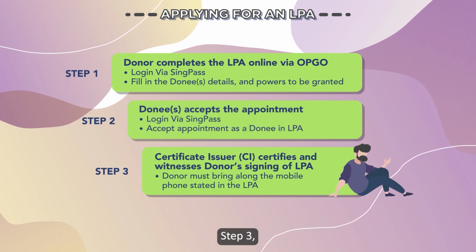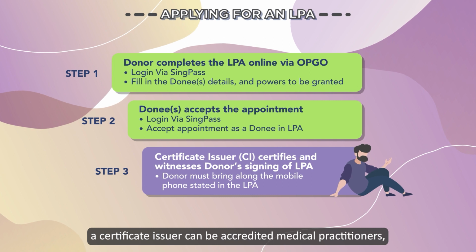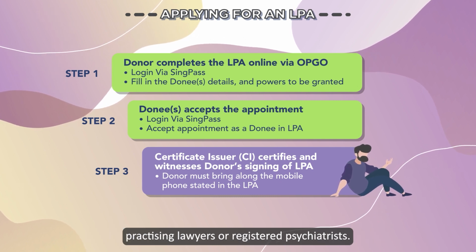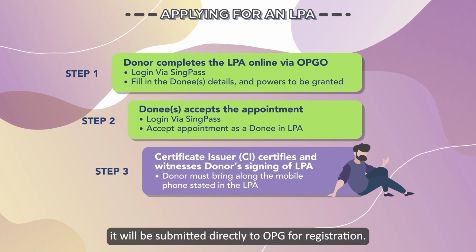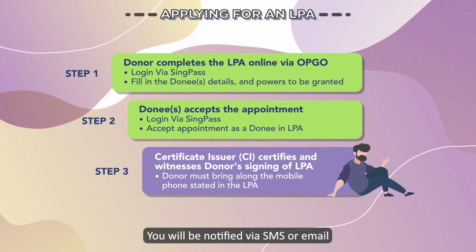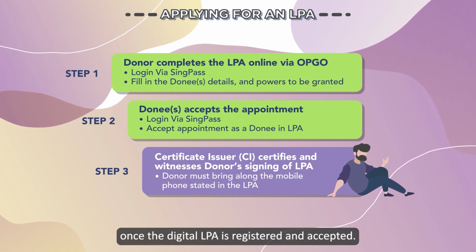Step 3. Visit a certificate issuer. A certificate issuer can be accredited medical practitioners, practicing lawyers, or registered psychiatrists. Once the LPA is certified, it will be submitted directly to OPG for registration. You will be notified via SMS or email once the digital LPA is registered and accepted.